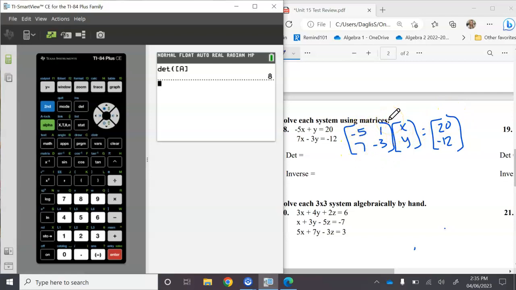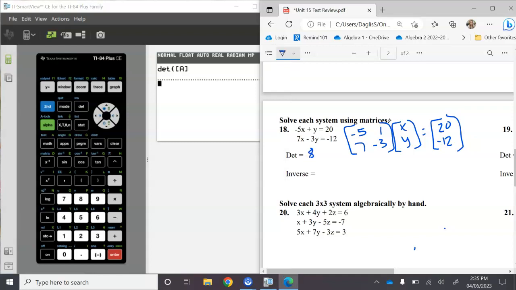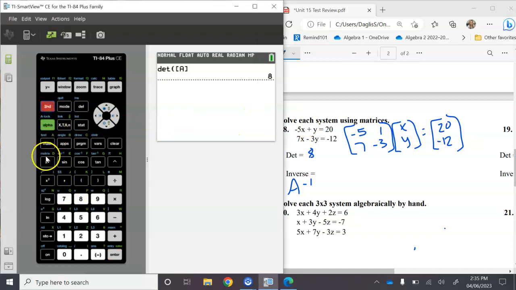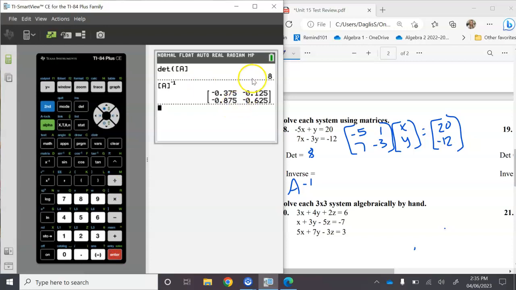That is 8. Okay. And then to get our inverse, remember the symbol for inverse is that little negative 1 as an exponent. Look right here. There's a button for that. So I'm going to say I want matrix A, because we're still talking about this guy, and I want the inverse of it. Click enter. There it is. If you want these as a fraction, push your math button.